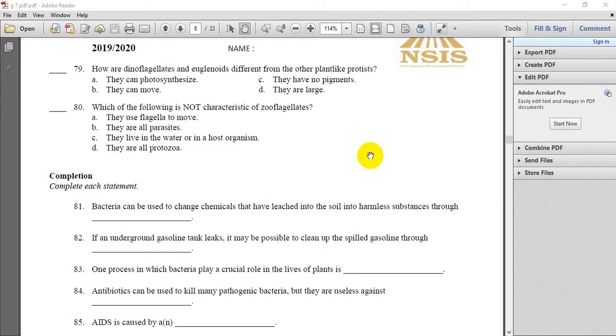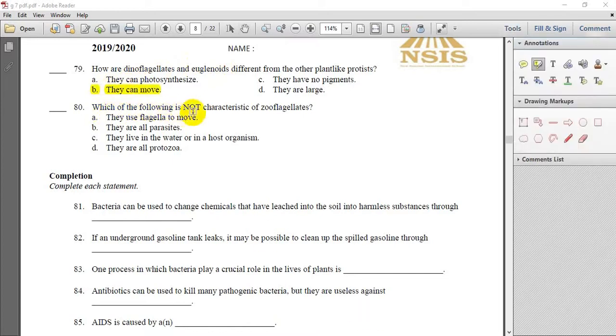In question 79, how are dinoflagellates and euglenoids different from other plant-like protists? These two kinds of protists have flagella, and the flagella, as we know, help the organism to move. So these two kinds of protists can move. So the answer for this question will be letter B.